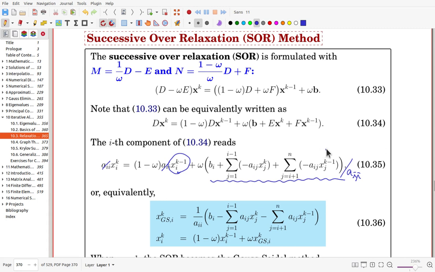xk minus 1 is here, and the Gauss-Seidel update is here, then the extrapolation will be outside over there, right? So this is xk minus 1, that is the Gauss-Seidel update, then the SOR update is given outside in this way. So it is extrapolation. So the implementation is not so complicated.